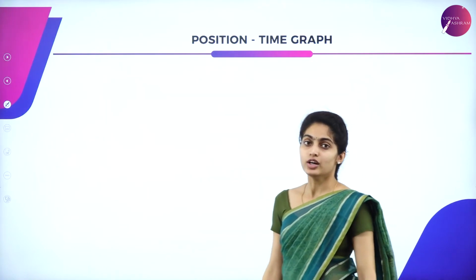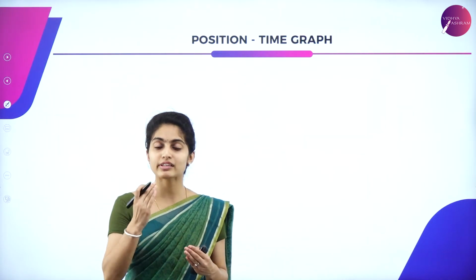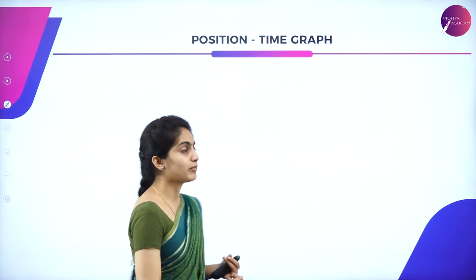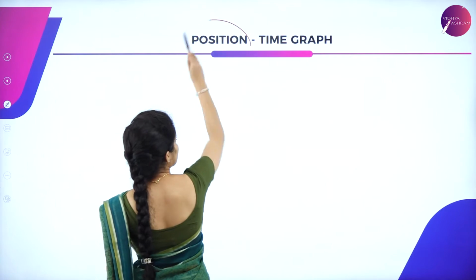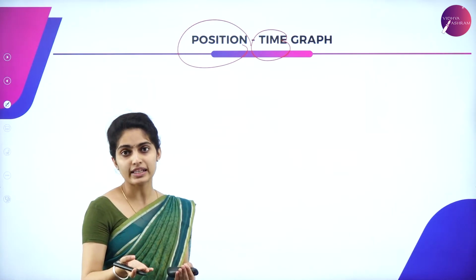Now coming to the position time graph, which is very important. If you have this basic, then it is very easy for you to derive the equations of motion which are coming in your next sessions. So what is this position and time graph? It is a graphical representation of an object with respect to position as well as time. Since there are two domains here, position and time, we have to consider two axes, that is x-axis as well as y-axis.